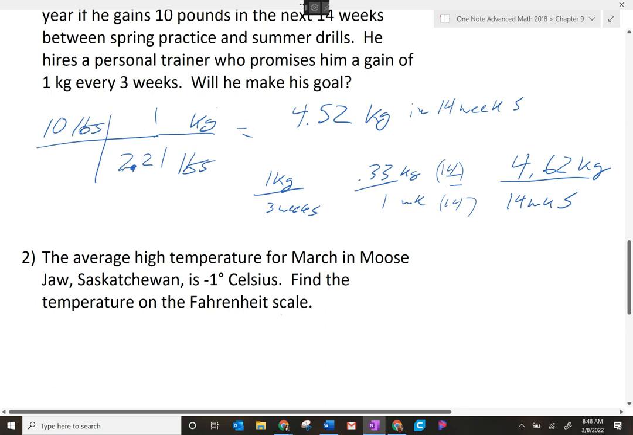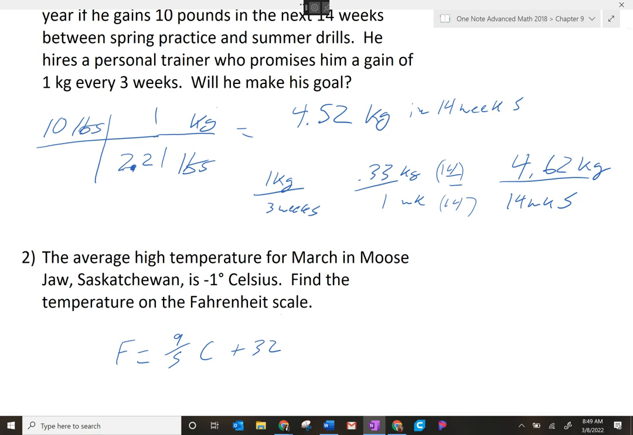The average temperature in March in this place in Saskatchewan is -1 Celsius. To find the temperature on the Fahrenheit scale, the formula is Fahrenheit equals 9/5 Celsius + 32. You just Googled it, huh? Way to go.